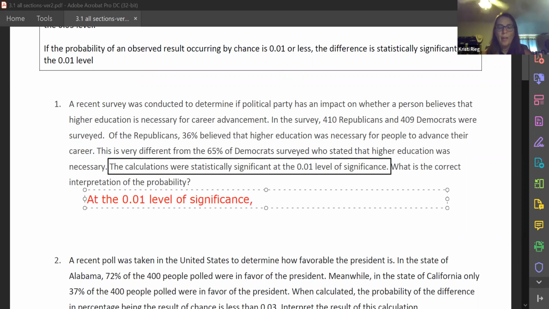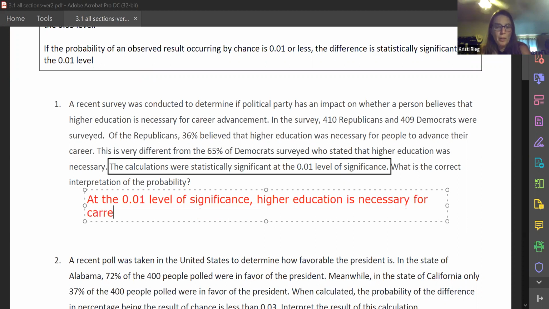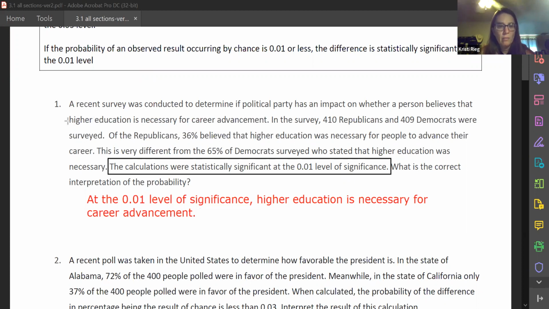And then what are they looking at? What are we deciding? We wanted to know if a person believes that higher education is necessary for career advancement. So we just say that higher education is or was necessary for career advancement. So we're just copying those letters right out of the sentence or right out of the question. Higher education is necessary for career advancement.